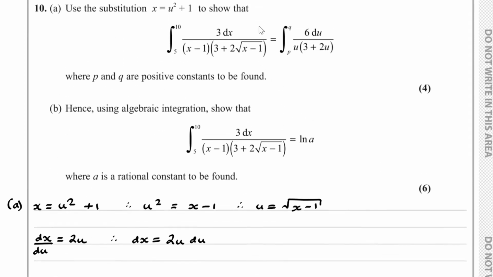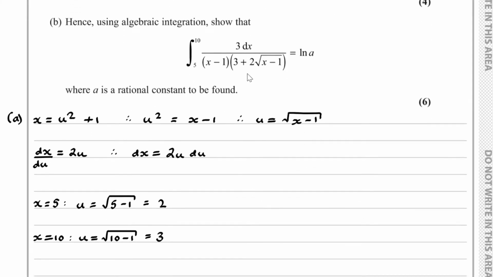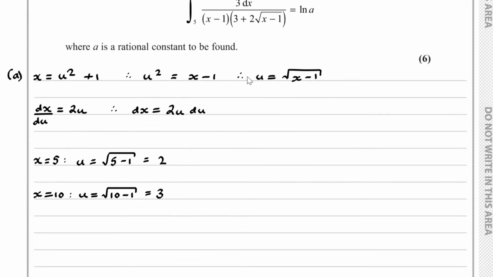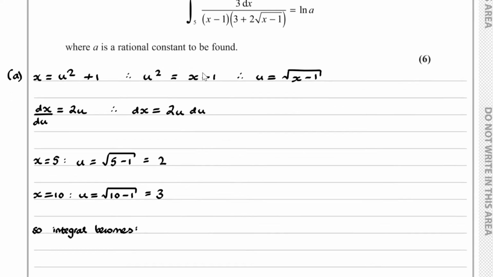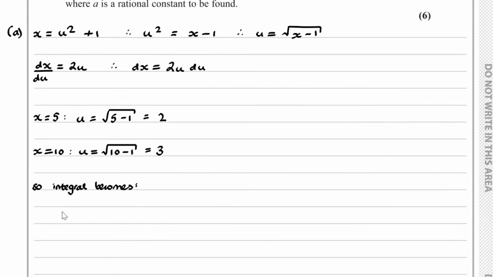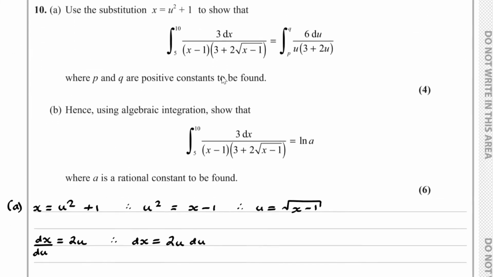So now we can rewrite our integral in terms of u. So we can see here that the integral becomes, well, here, instead of us having the limits 5 to 10, our new limits are from 2 to 3. And here we've got this 3.